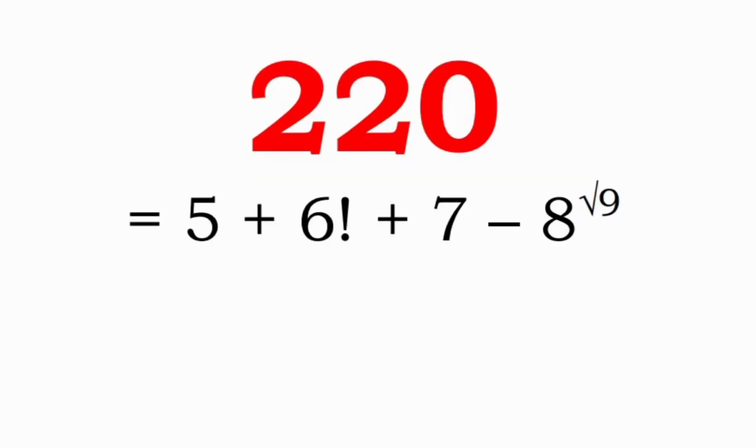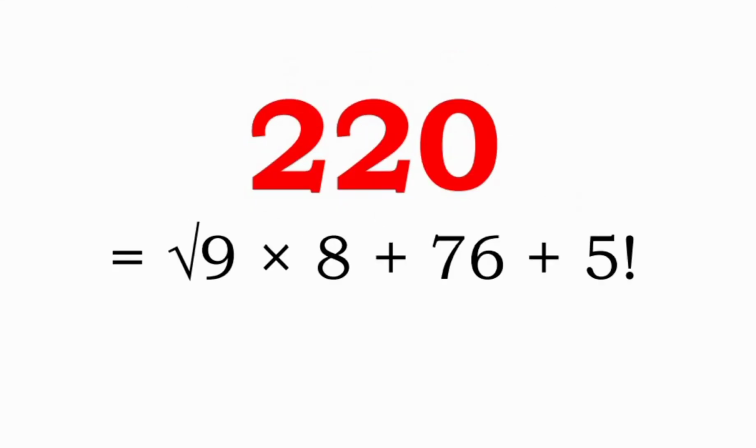If we introduce a square root now, then 220 can be written as 5 plus 6 factorial plus 7 minus 8 to the power of root 9. Root 9 is equal to 3 here. Another representation using square root is 220 equal to root 9 into 8 plus 76 plus 5 factorial. The digits used are 9, 8, 7, 6 and 5, and all of them appear in descending order.